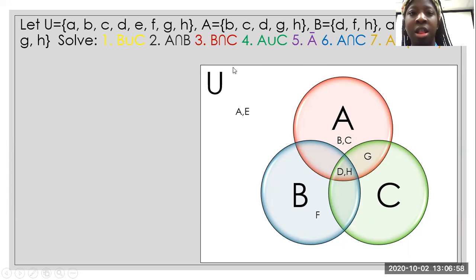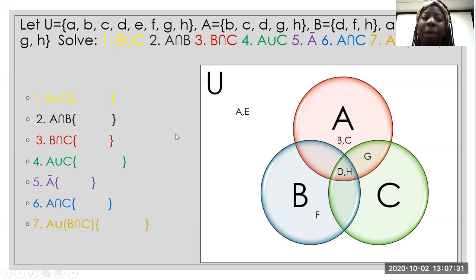But then we see that A has G and C has G. So we have to put this where A and C both have G, but we see that B does not have G, so it will not go into the middle. Now we do see that D is shared between A, B, and C, which means this will go into this little section, which means everything is shared. Okay, now that we have the basics, let's solve our problems.